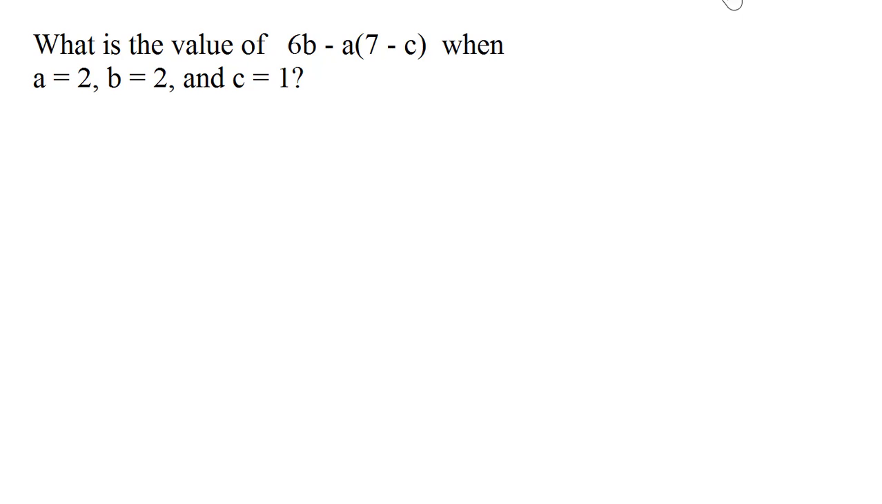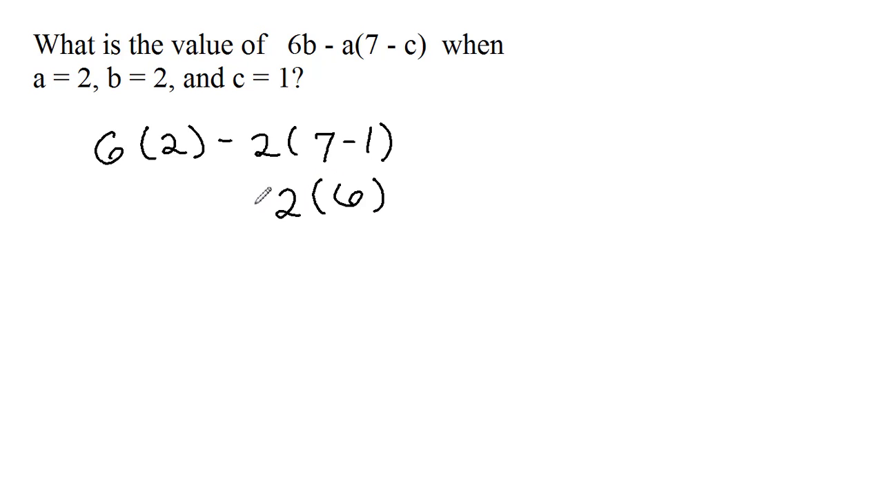Working our last problem, what is the value of 6b - a(7 - c) when a equals 2, b equals 2, and c equals 1? So again, I'm going to substitute our values into the equation. So we'll have 6 multiplied by 2 minus 2 multiplied by (7 minus 1). We'll address what's inside our parentheses first. That gives us 6. Just going to copy down everything again.